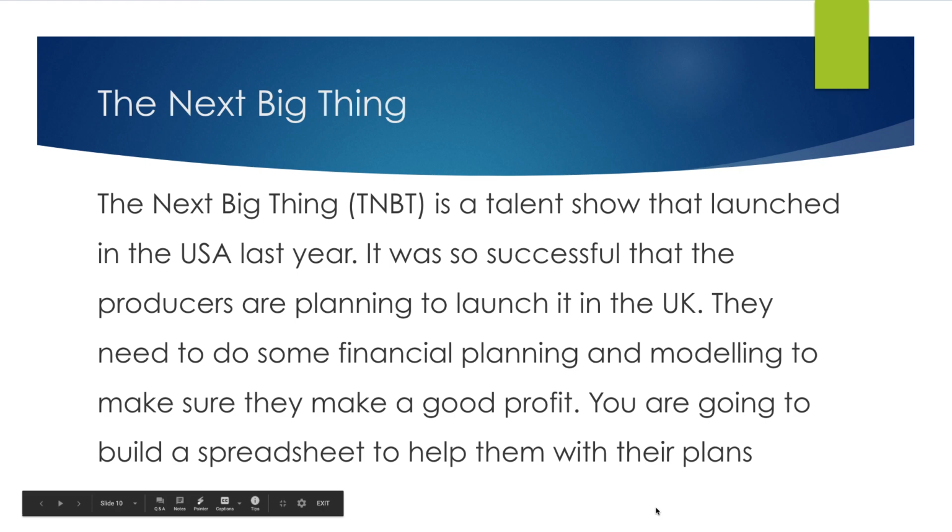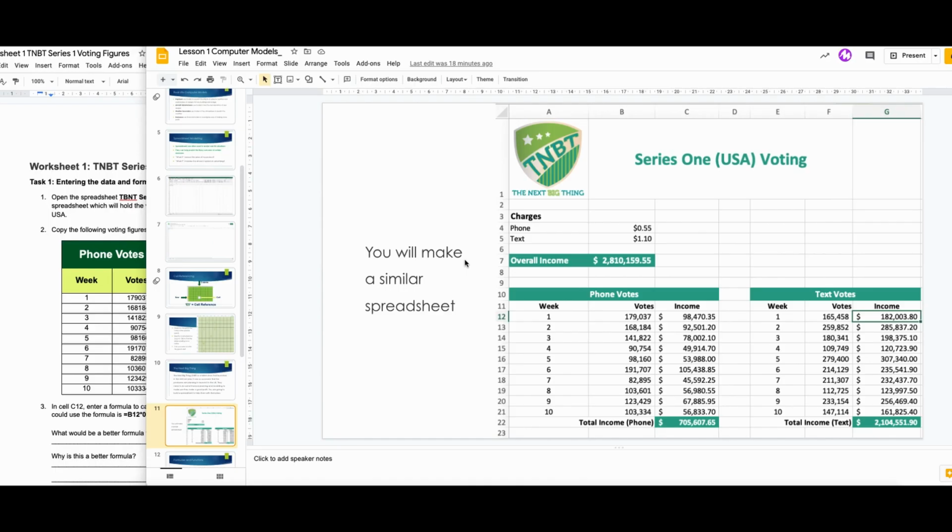The next big thing. TNBT is a talent show that launched in the USA last year. It was so successful that the producers are planning to launch it in the UK. They need to do some financial planning and modeling to make sure they make a good profit. You are going to build a spreadsheet to help them with their plans. By the end of the lesson, you'll make a spreadsheet which will look similar to this.